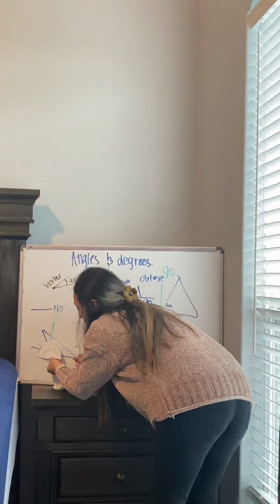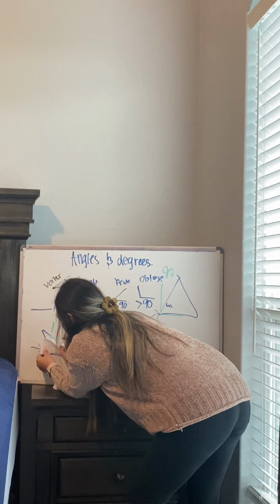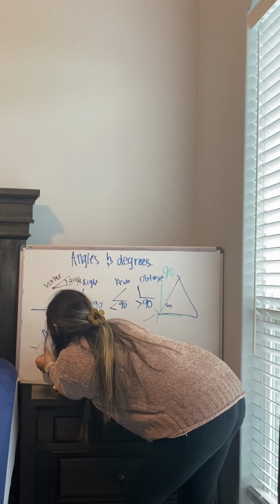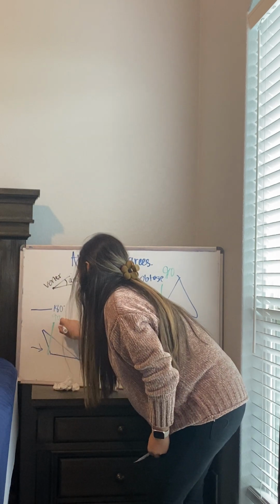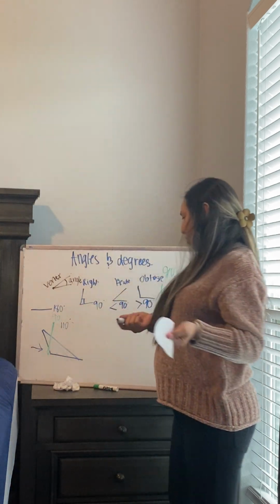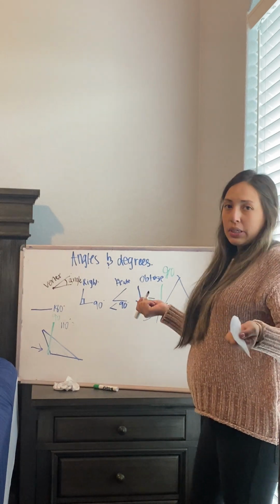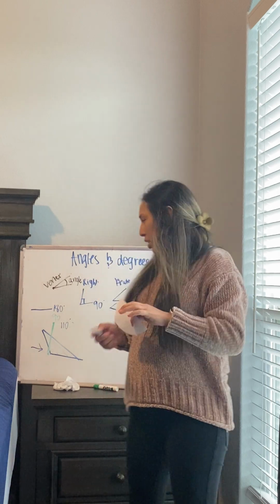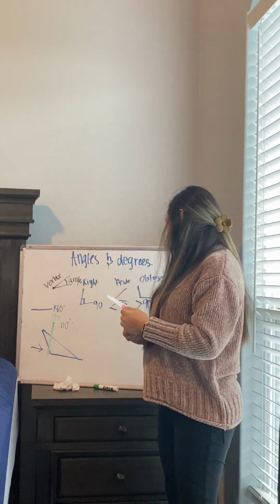So again, we put our protractor here. You can see the line, it's right here, and it's showing about 110. And that sounds correct because 110 is greater than 90. So, yeah, that angle seems correct.